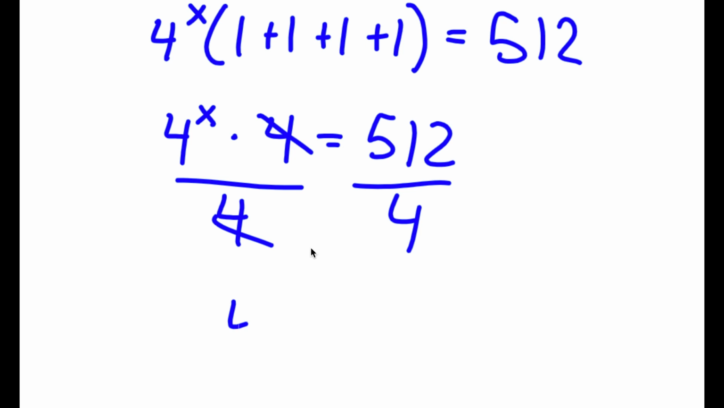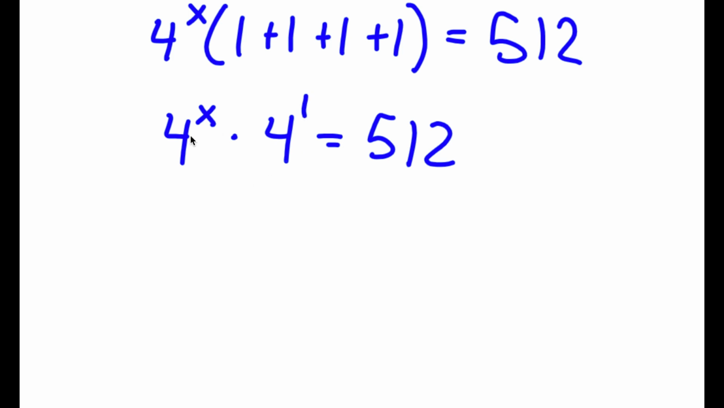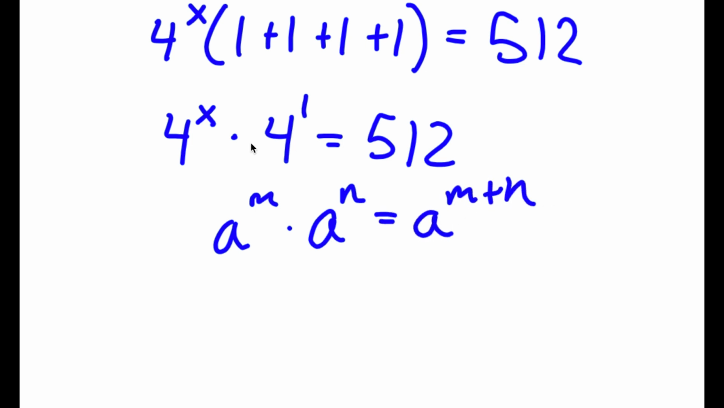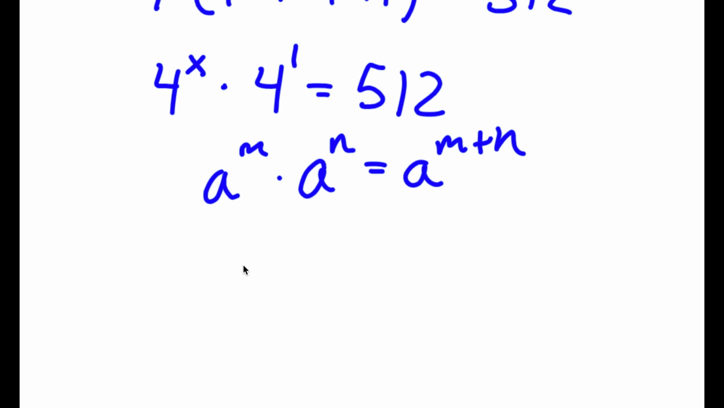Actually, instead of doing that, I'm going to multiply these two. If I have something in the form a to the power of m times a to the power of n, this is equal to a to the power of m plus n. So 4 to the power of x times 4 to the power of 1 is going to equal 4 to the power of x plus 1, which is equal to 512.